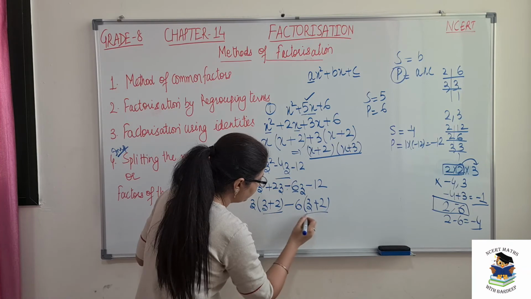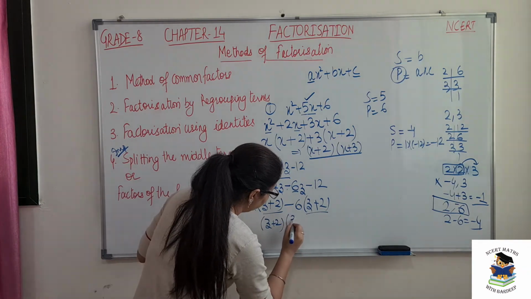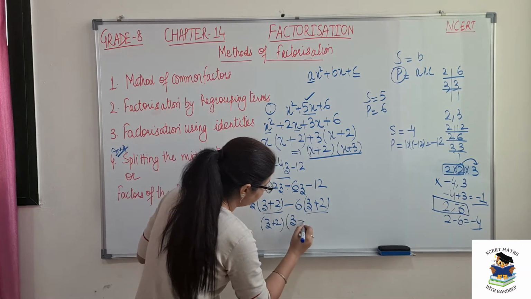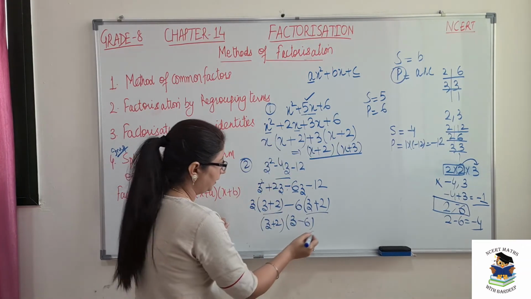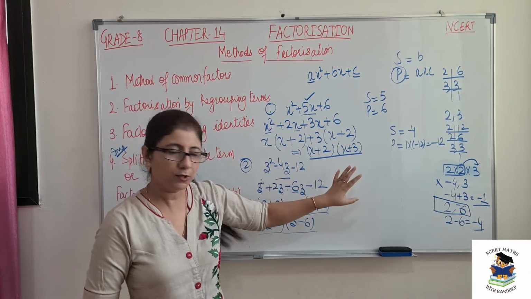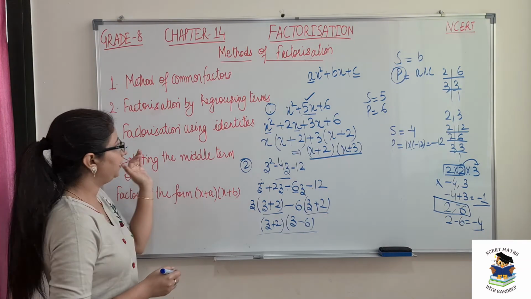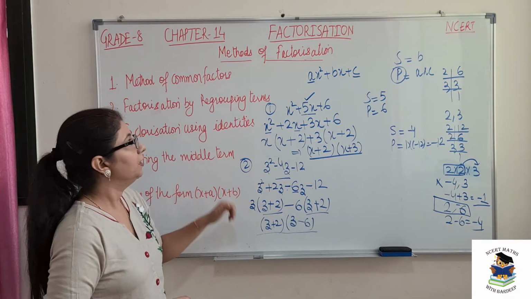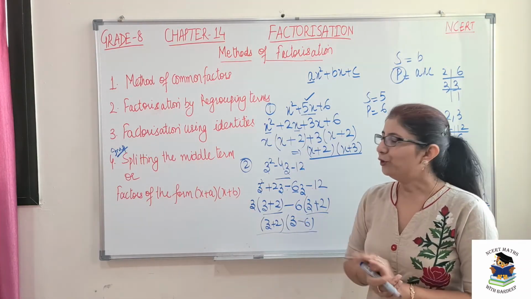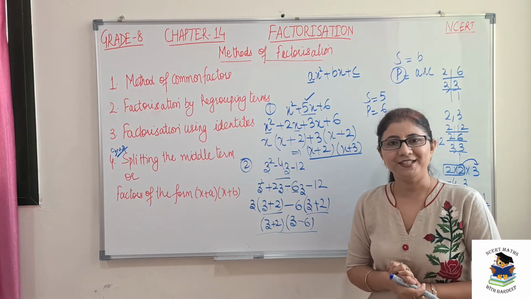So z plus 2 is a common factor here, and z and minus 6 will make another factor. So these are the factors of this expression. So this is how we will use this method, that is splitting the middle term. So these are the 4 methods that we are going to use for factorization in this chapter.